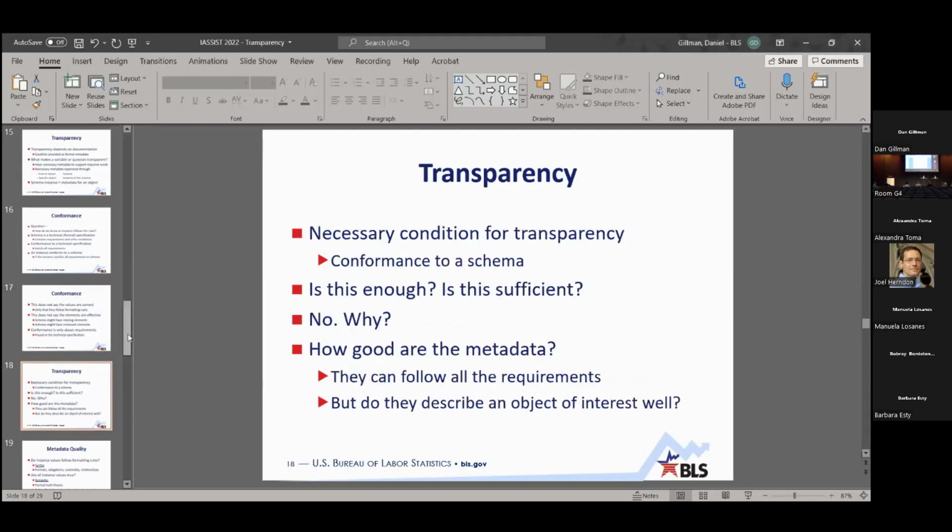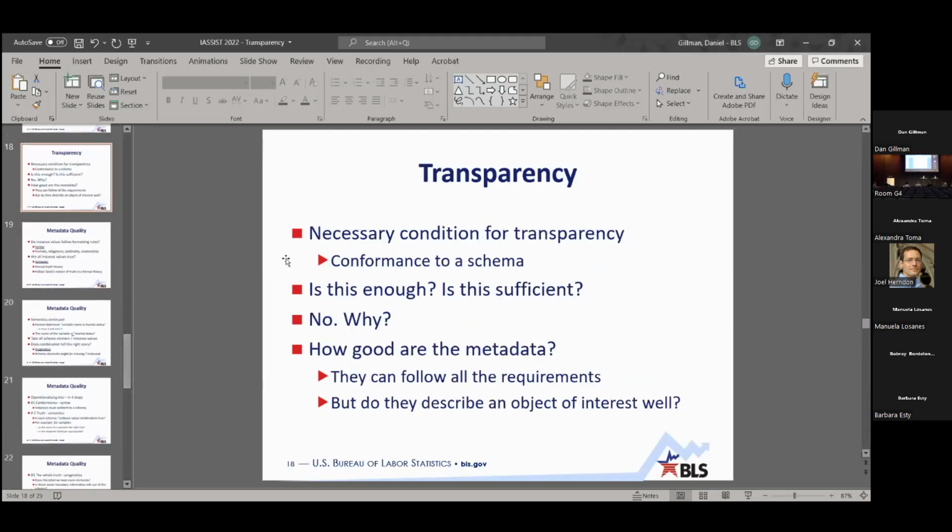But what does this mean for transparency? We can see that it's a necessary condition because it means that we filled out a schema properly, and if the schema is appropriate for the needs at hand, then we think we have enough metadata to be able to make whatever it is we want transparent.